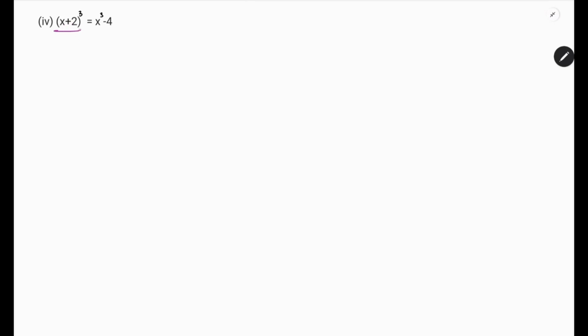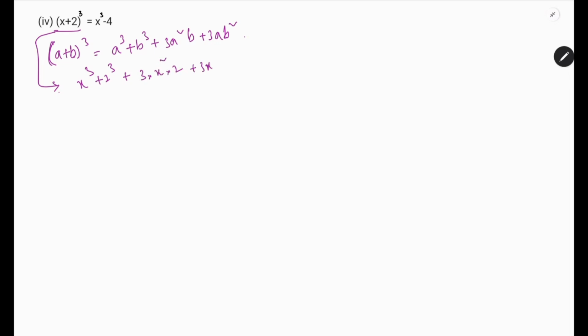Here, do you know the formula of a plus b whole cube? What is it? A cube plus b cube plus 3a square b plus 3ab square. Okay, now let us simplify this. It is x cube plus 2 cube plus 3 into x square into 2 plus 3 into x into 2 square equal to x cube minus 4.